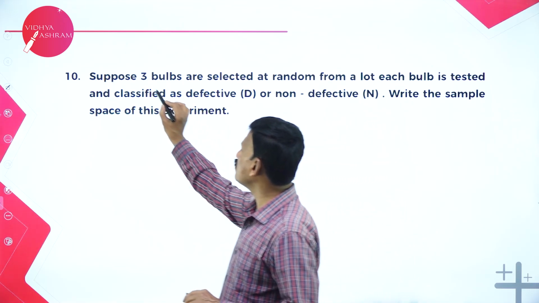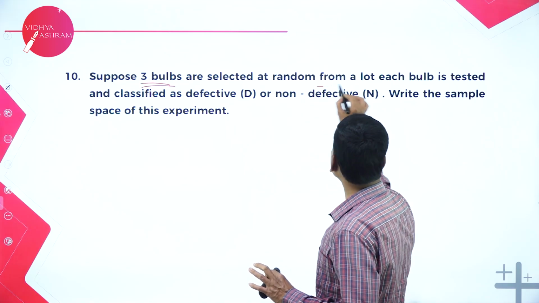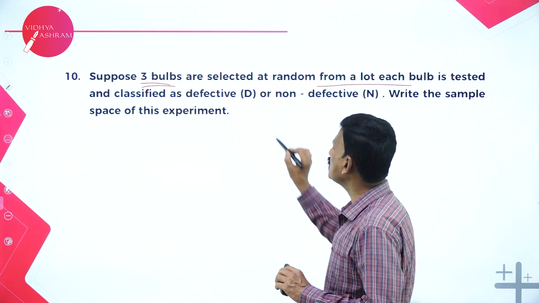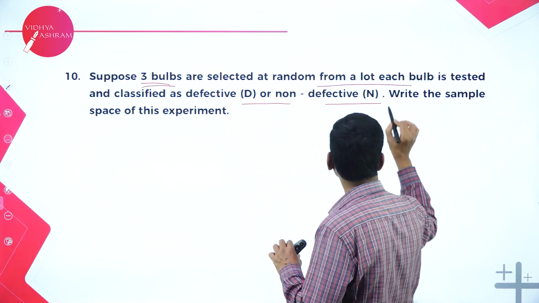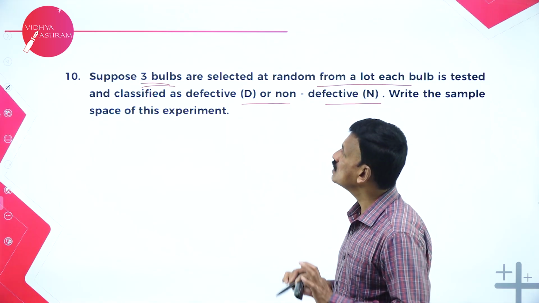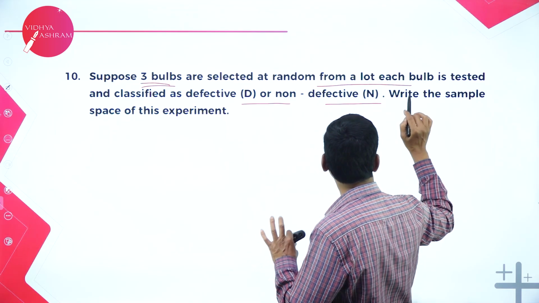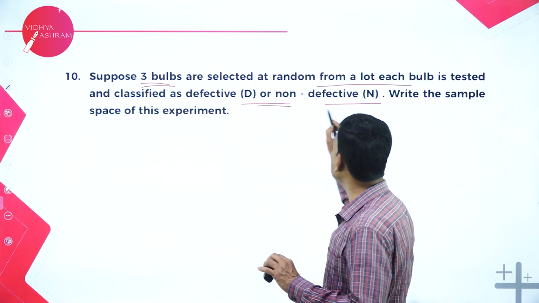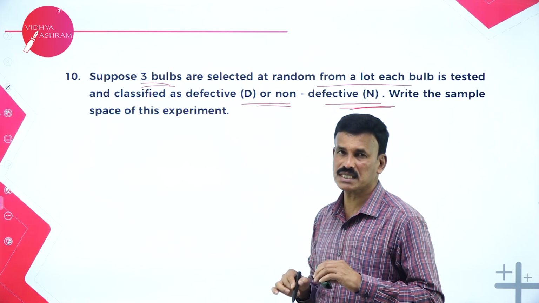Suppose 3 bulbs are selected at random from a lot. Each bulb is tested and classified as defective or not defective. D means defective, N means not defective. Write the sample space for this experiment. So, 3 bulbs are selected at random from a lot, tested and classified as defective D and non-defective N. We have to write the sample space for this experiment.